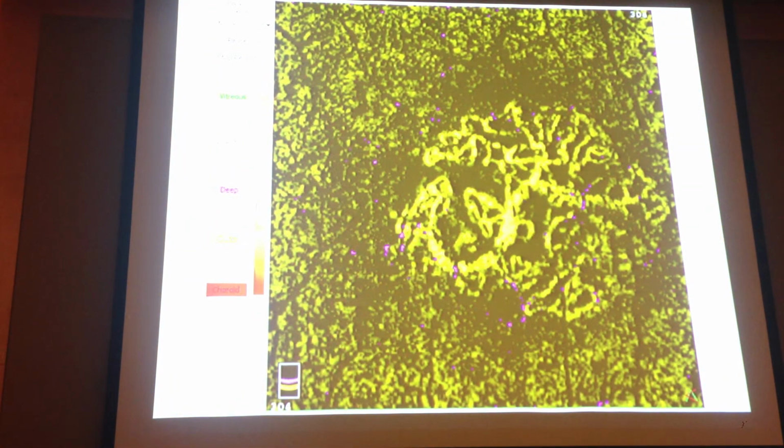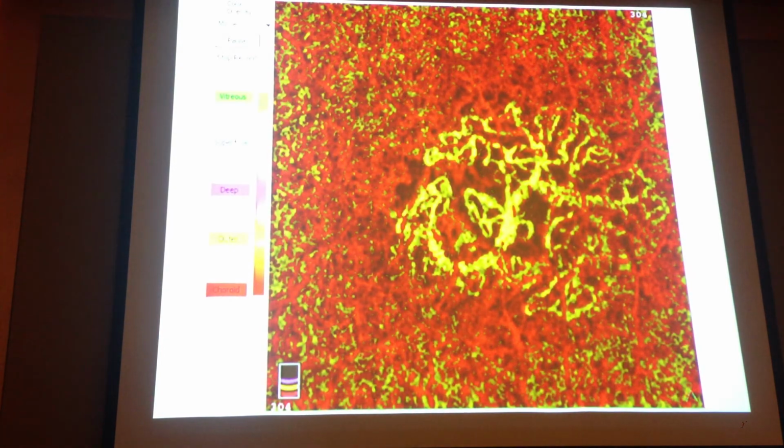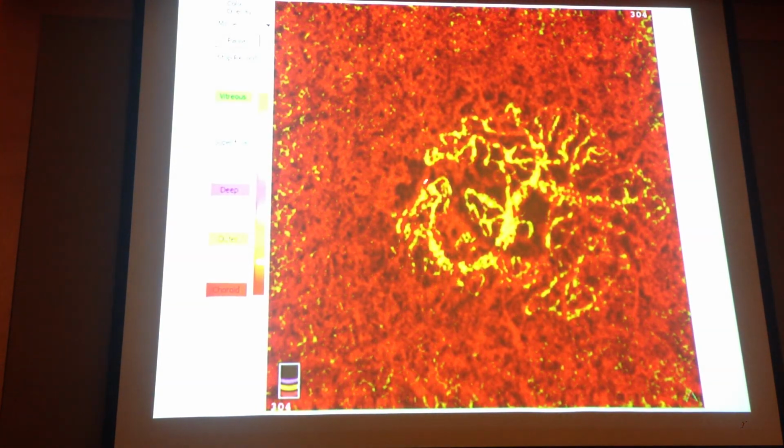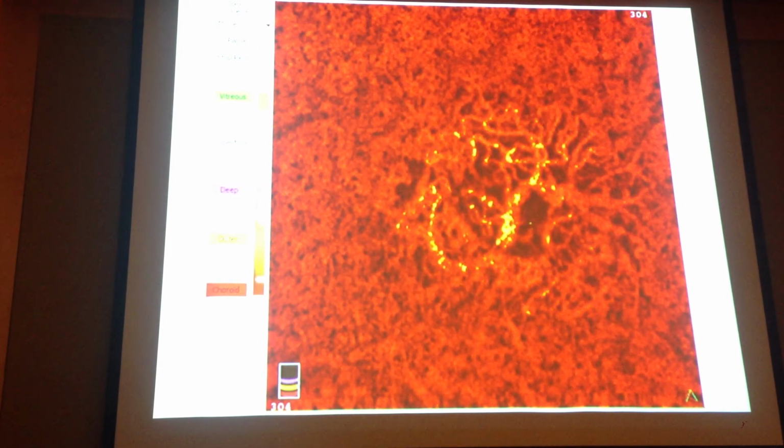Now, if we look at different layers, you see that the lesion that was evident in the outer layer here in yellow is also evident in red. So it's a thick lesion that is going from one place to another, or what else?